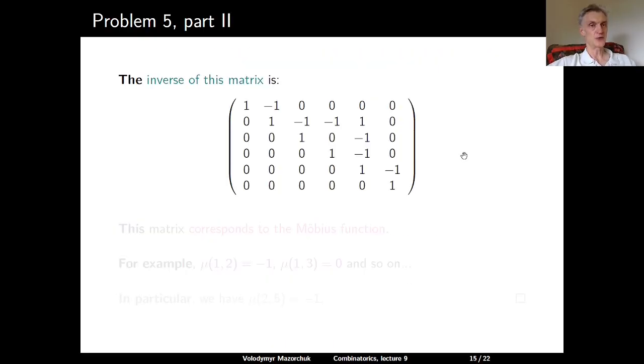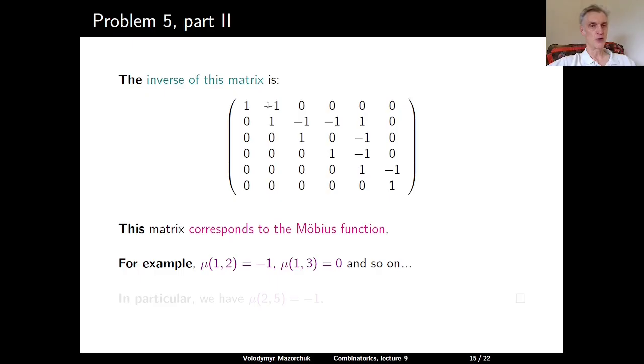It is very easy to compute the inverse of this matrix, and it is given by the following matrix: 1 minus 1, 0, 0, 0, 0, 0, 1 minus 1 minus 1, 1, 0, 0, 0, 1, 0 minus 1, 0, 0, 0, 0, 1 minus 1, 0, 0, 0, 0, 0, 1 minus 1, 0, 0, 0, 0, 0, 1. That's the inverse of the previous matrix, and this matrix corresponds to the Möbius function.